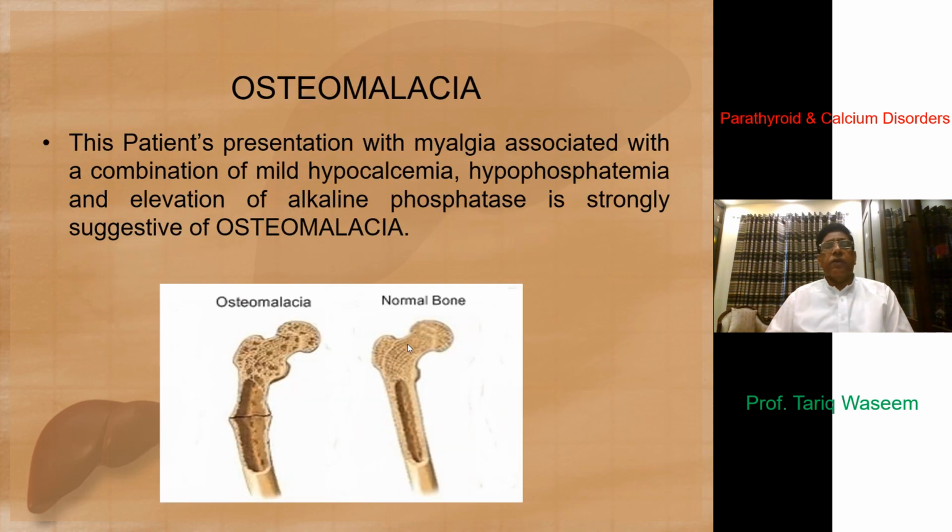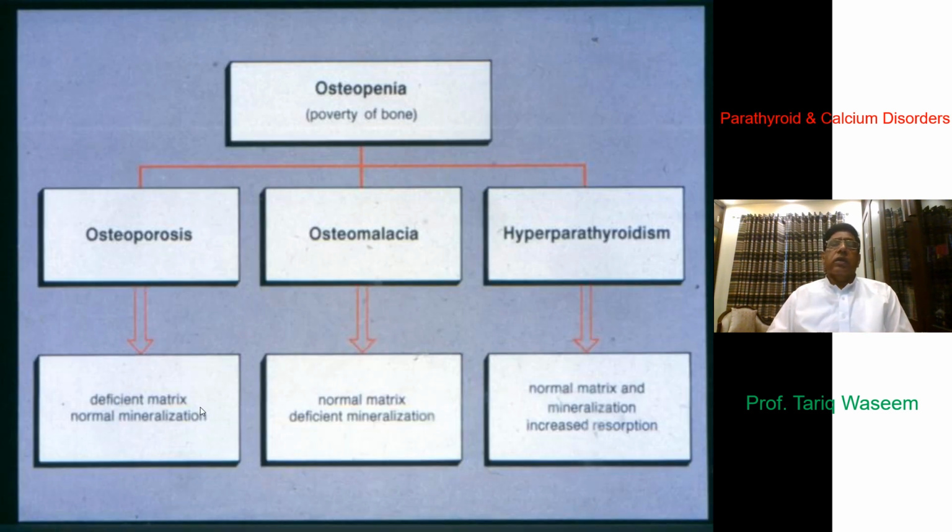Now this is a classical example of osteomalacia. This patient's presentation with myalgia or muscle pain associated with a combination of mild hypocalcemia, hypophosphatemia, and elevated alkaline phosphatase is strongly suggestive of osteomalacia. What happens in osteomalacia? This is the normal bone, and this is how nicely calcified it is. But in osteomalacia, you have calcium being lost from the bone, making it more fragile and more vulnerable to fractures.